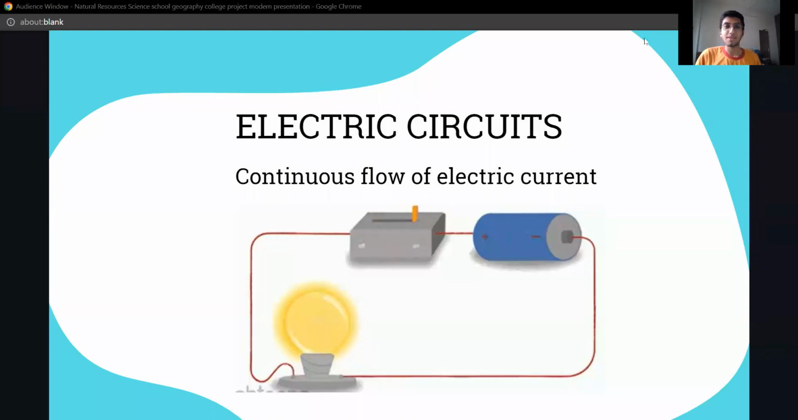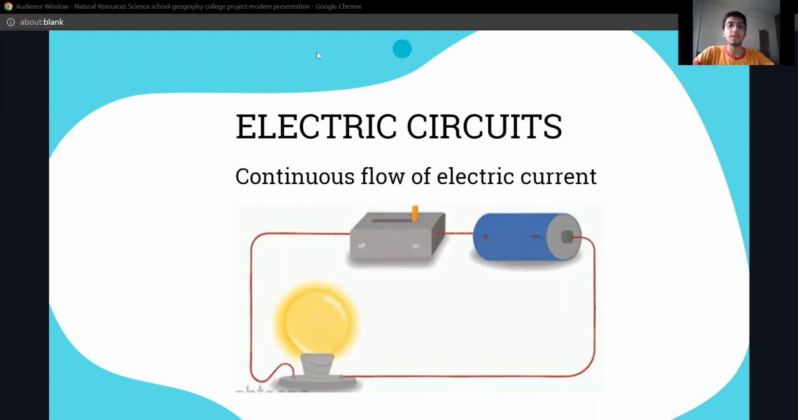Hey guys, what's up? So today we'll be starting with the second half of the chapter electricity, and we'll be dealing with electric circuits, different types of circuits and types of materials which can conduct electricity or can't conduct electricity. So first up, we have electric circuits.